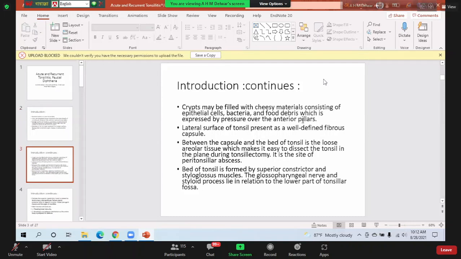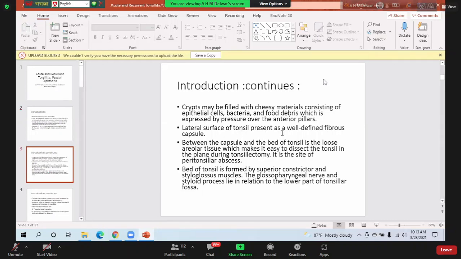Crypts may be filled with sticky material consisting of epithelial cells, bacteria, and food debris, which is expressed by pressure over the anterior pillars. When you press on the anterior pillar, a cheesy material, solid or semi-solid, comes through the crypts. This consists of epithelial cells, bacteria, and food debris.